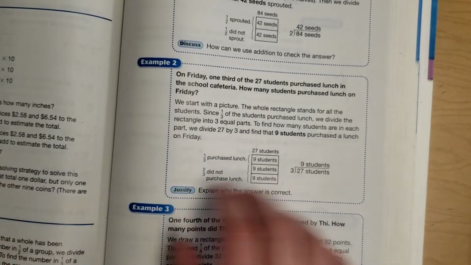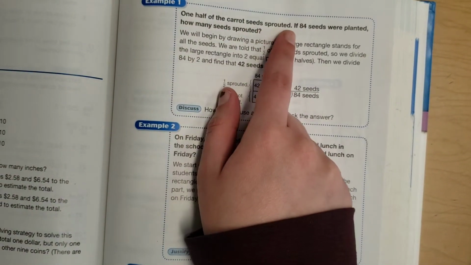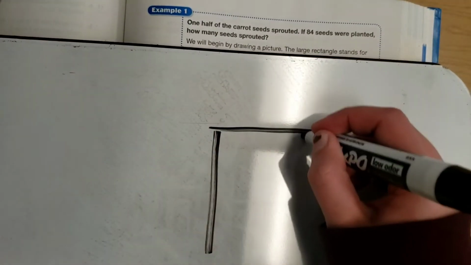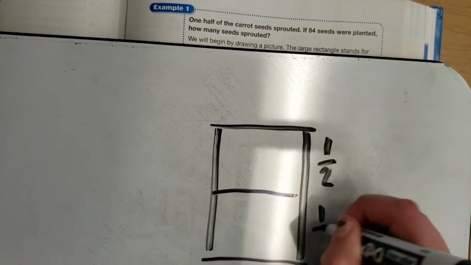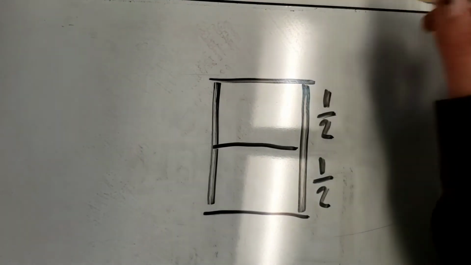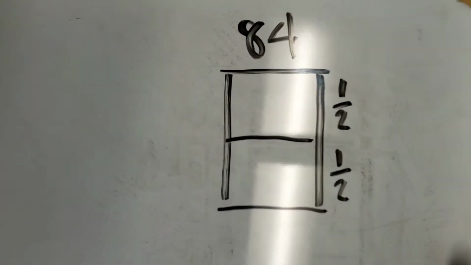So, example 1 says 1/2 of the carrot seeds sprouted. If 84 seeds were planted, how many seeds sprouted? So we want to know if 1/2 sprouted, how many did sprout? So it tells us we can draw a picture. That might be helpful. So we have our picture here, and we're going to divide it into half. So this will be 1/2, and this will be 1/2 of our seeds that sprouted. And we started off with 84 seeds. So we're going to put 84 up there at the top.